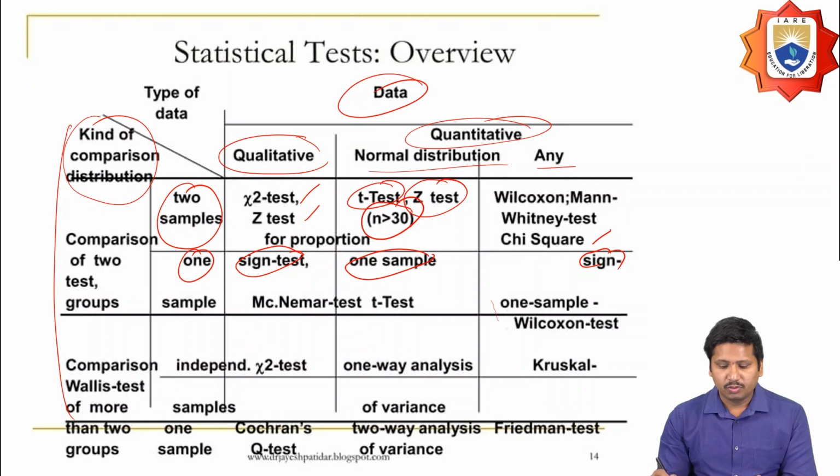Next, if I'm going to perform on independent samples, at that time I can perform the chi-square test, one-way analysis, and the Wilcoxon test. That is another kind of test I can perform. If there are more than two groups, then I can perform Cochran's Q test, two-way analysis of variance, and the Friedman test. Like this, I can perform different types of tests in statistics based on the type of data.